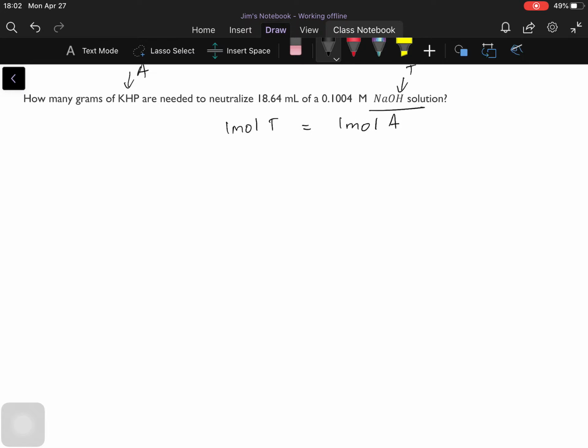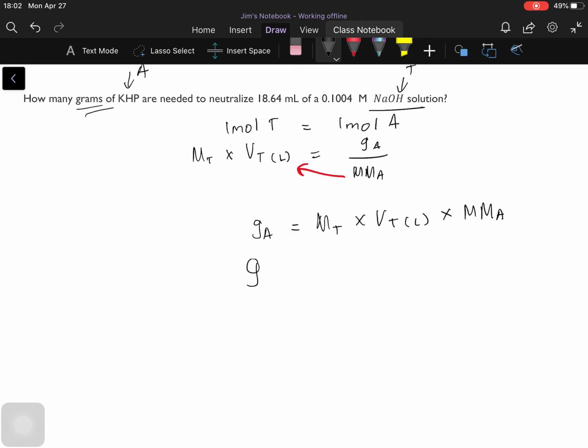So we're going to use the same equation: the molarity of titrant times the volume of titrant in liters is equal to grams of analyte divided by its molar mass. We're asked what is the grams of our analyte, so we have to rewrite this equation. We cross multiply this on the other side. That gives us grams of analyte equal to molarity of titrant times the volume of titrant in liters times the molar mass of your analyte. Then we're going to plug in all the given information.